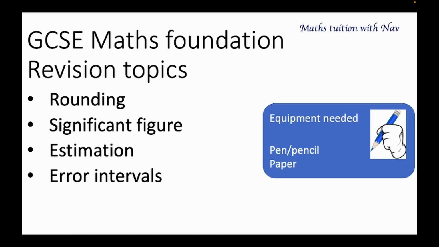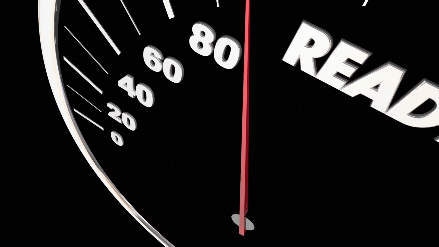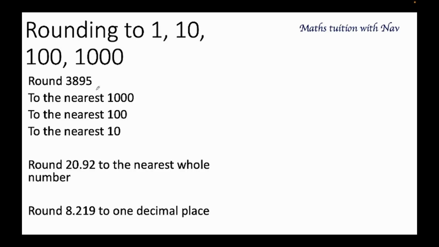So today's topics are going to be rounding and significant figures. We're going to use both of those topics for estimation and then later error intervals. Let's start off with rounding then. I've got the number 3,895. I'm going to round this number first to the nearest thousand.